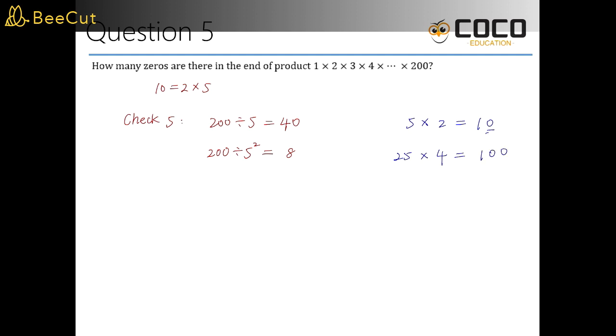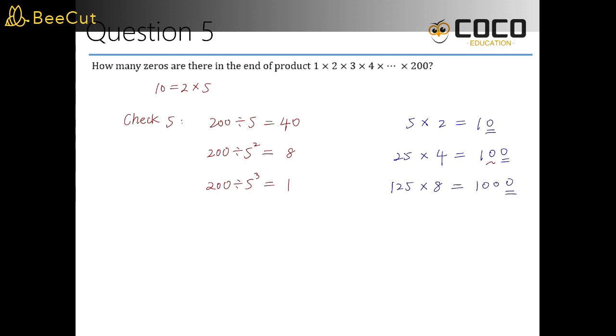So in the first step, we only counted the zeros at the back. That's 40 of them. In the second step, we check this extra zero, and there are 8 of them. Then there's one more step: you check 5 cubed, the multiples of 125. There's only 1, so this will give us 1 additional zero, because 125 times 8 is 1000.